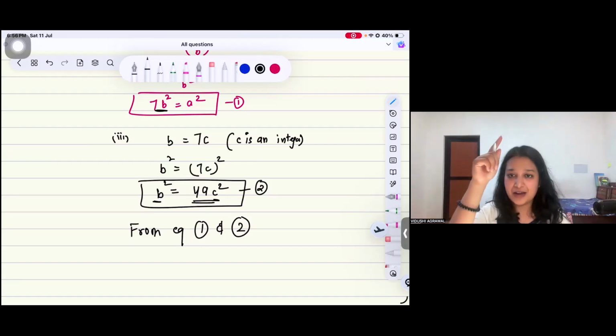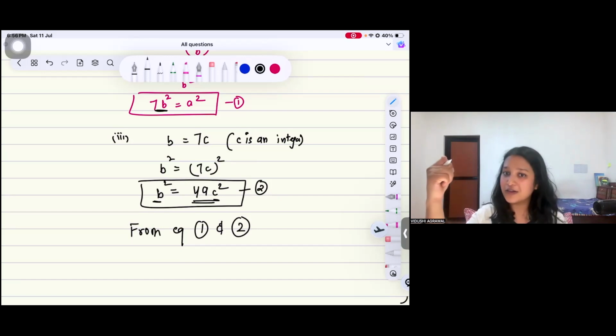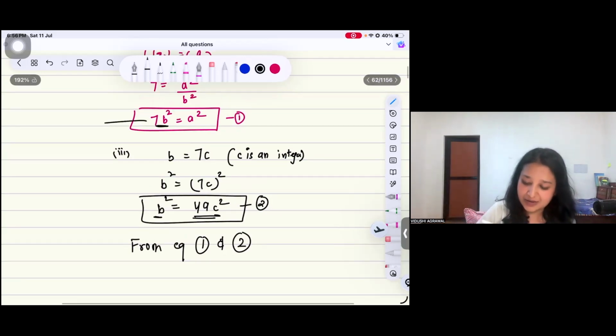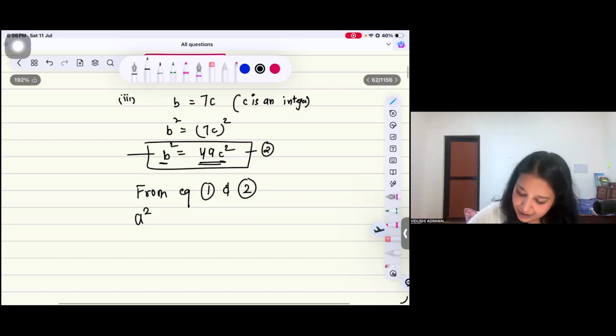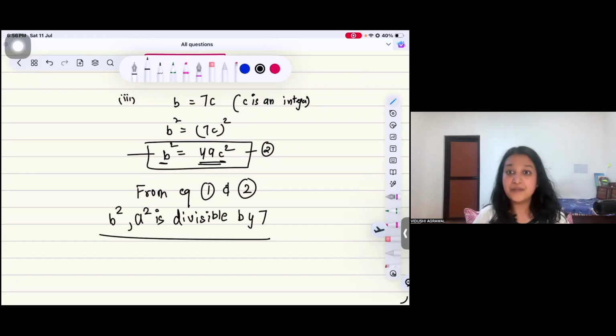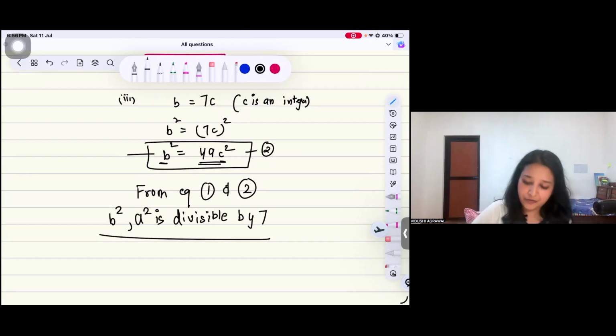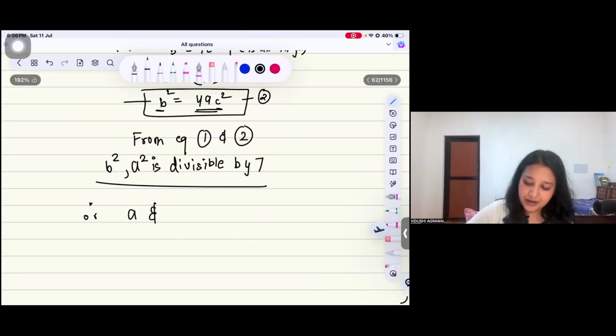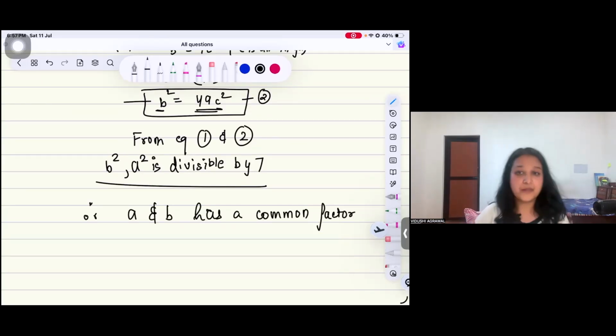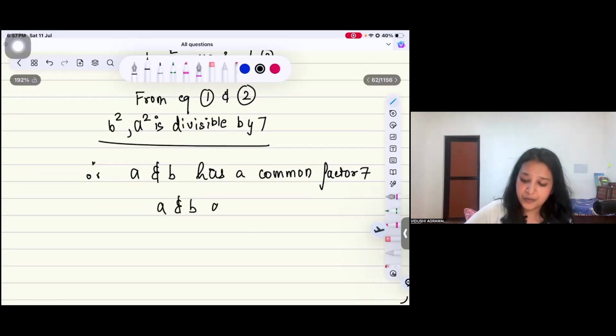That means a square is divisible by 7 and b square is also divisible by 7, correct? So write: a square is divisible by 7, a and b both are divisible by 7, meaning we can cut them, correct? So you're going to write, therefore, a and b have a common factor 7 because both are divisible. Therefore, we can say that a and b are not co-prime numbers.